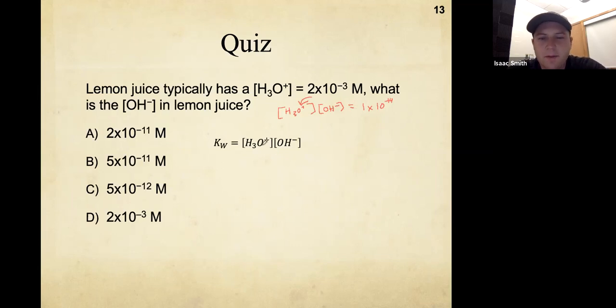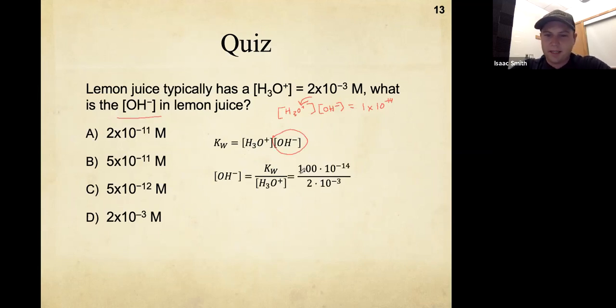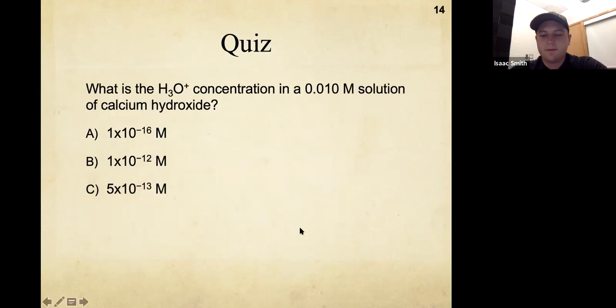Okay, so again, Kw equals hydronium concentration times hydroxide concentration. If we're solving for the hydroxide concentration, which is what the question's asking us, right? We can rearrange this equation and then plug in Kw, which is always 10 to the negative 14, and plug in our hydronium concentration from the question and solve for the hydroxide concentration. Okay, go ahead and pause the video and try this one as well. Okay, so this says, what is the hydronium concentration now in a 0.10 molar solution of calcium hydroxide?